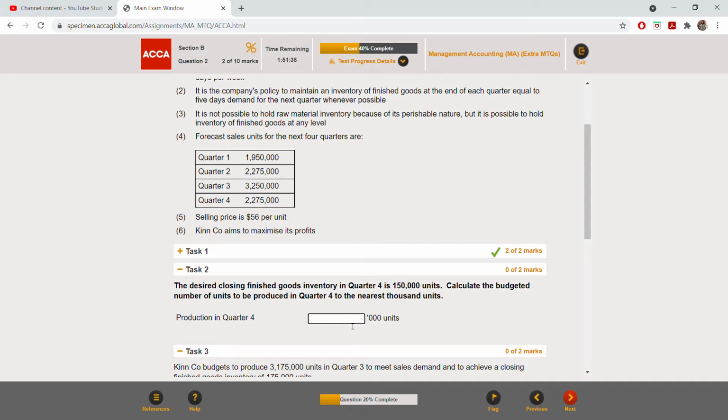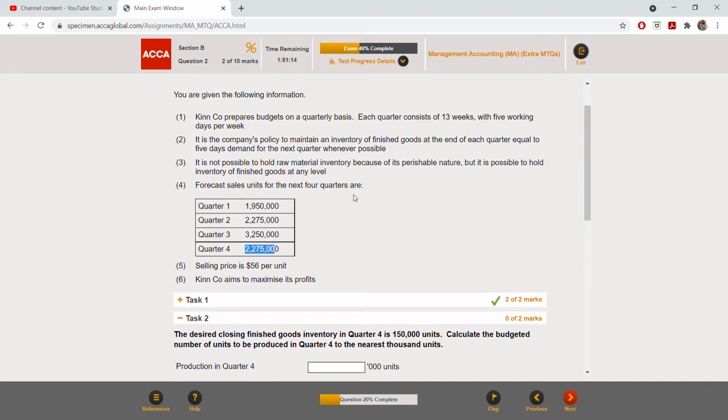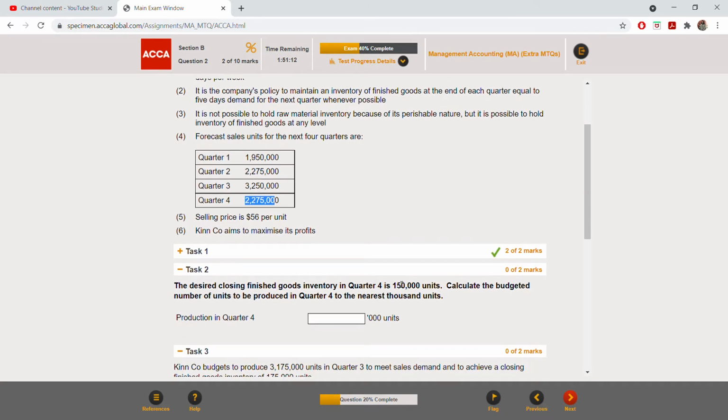So what is the production budget formula? Sales plus closing inventory minus opening inventory. So what is the sales for quarter 4? It is this. Okay, so this plus the closing inventory. What is the closing inventory? 150,000. They have given that. This is the closing inventory minus opening inventory. What is the opening inventory? It is 175,000.